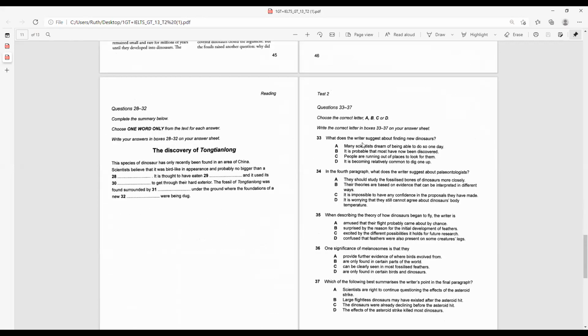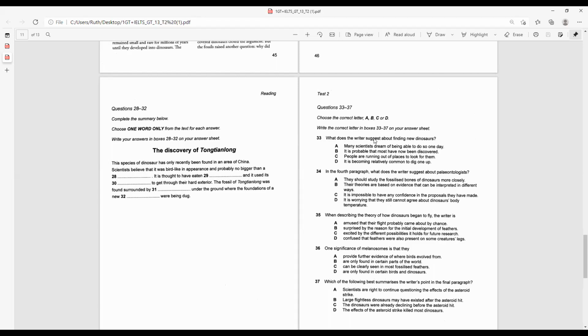Okay. So what's our statement here? What's our question statement? We'll go through it as we went through the strategy. So what's our question statement? What does the writer suggest about finding new dinosaurs? So what does the writer suggest? So it's a question. They're asking us to find out what the writer is suggesting about finding new dinosaurs.